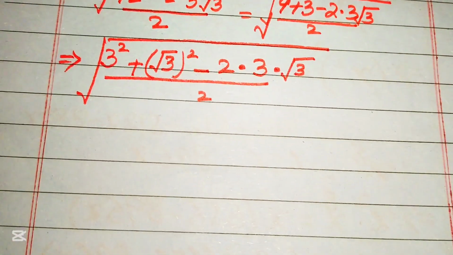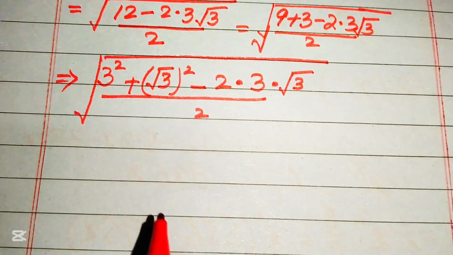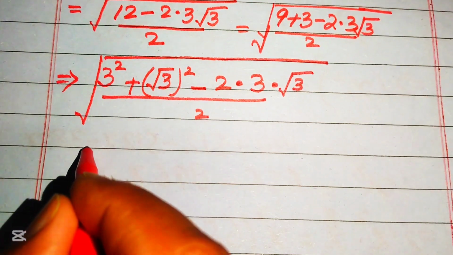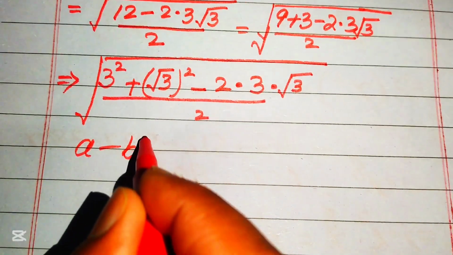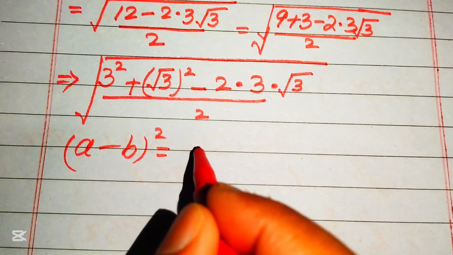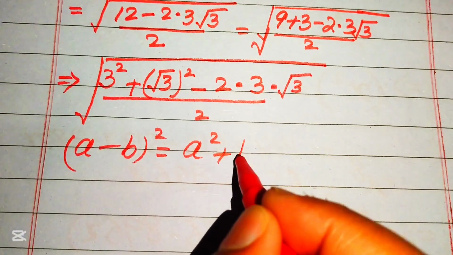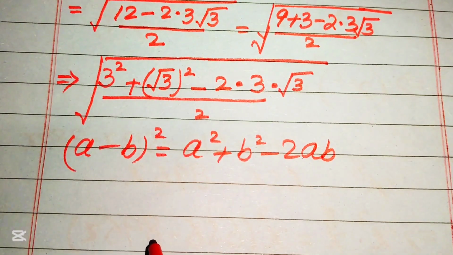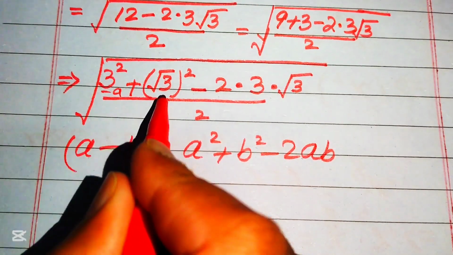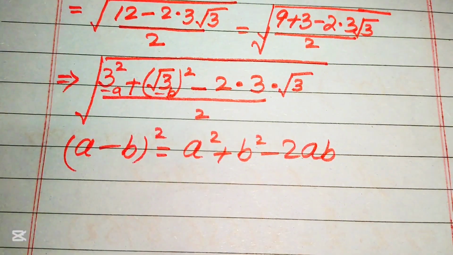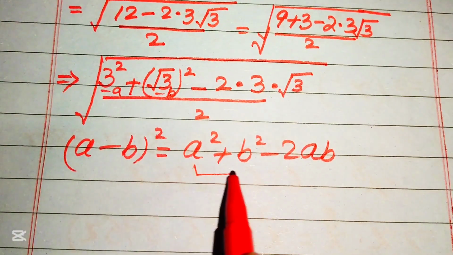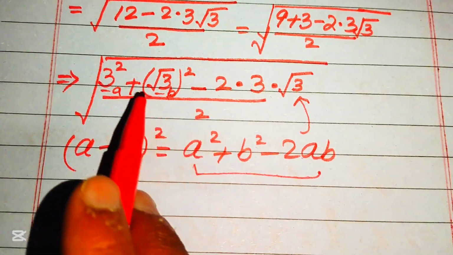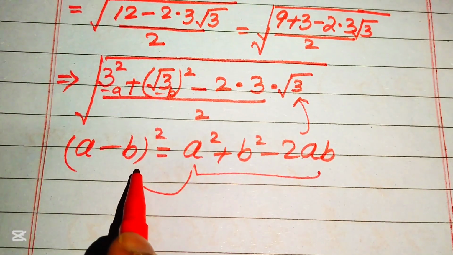Okay, so in the next step here, we need another algebraic formula. You know that if we have (a minus b) whole squared, it is equal to a squared plus b squared minus 2ab. So here we have our a is 3 and our b is square root of 3. We have this form right in our question, and now we need to combine these terms in this whole square form.